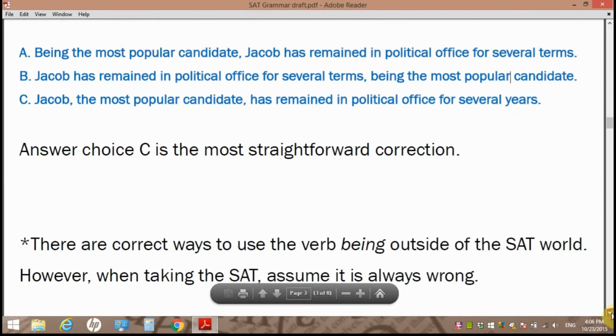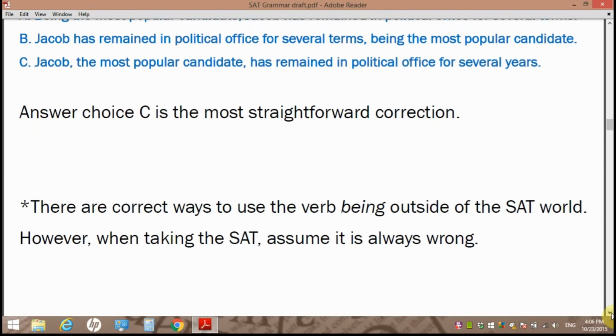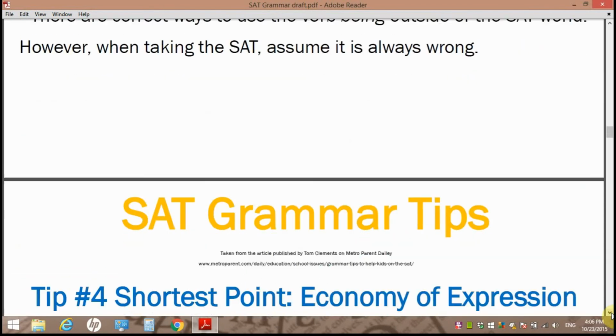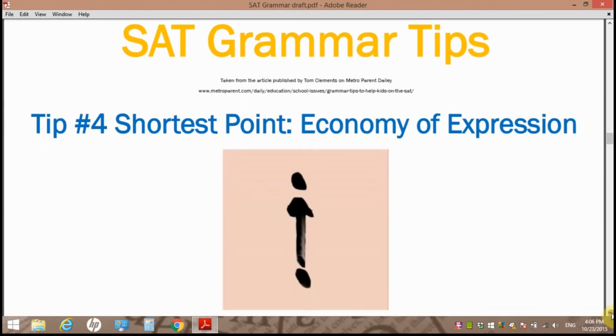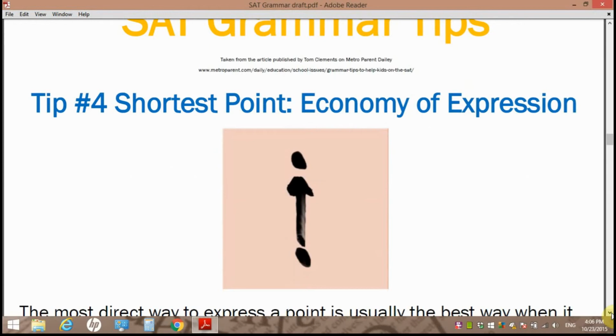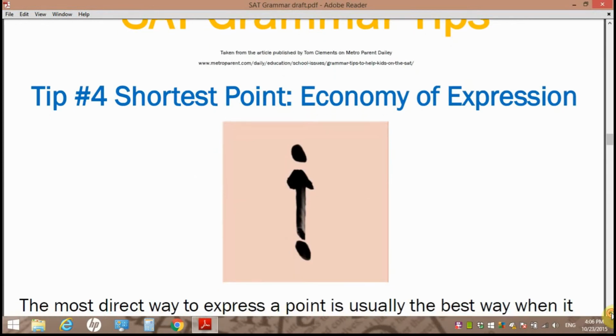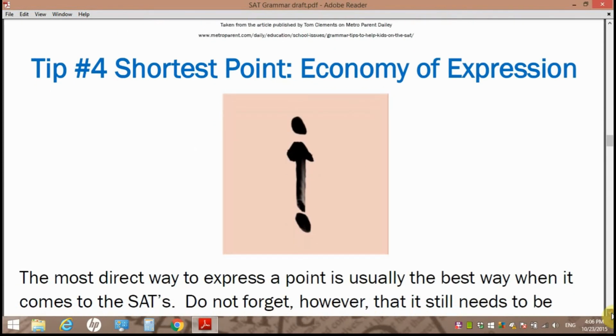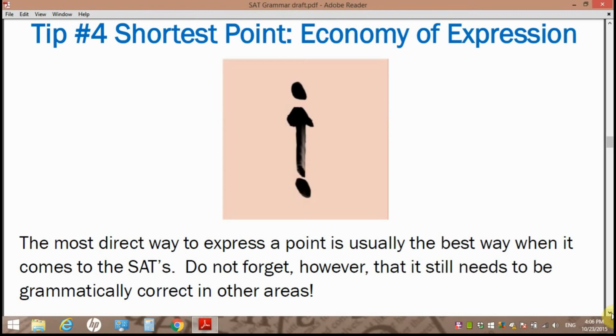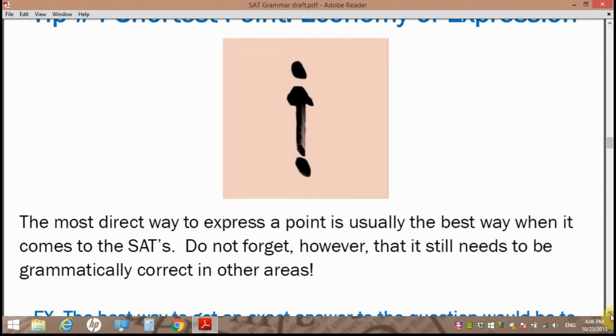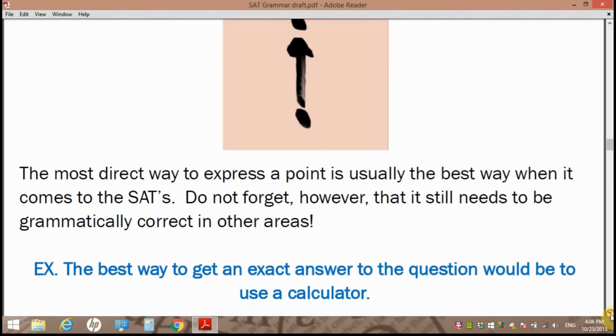Okay. Moving along to the 4th SAT grammar tip. The shortest point, or economy of expression. The most direct way to express a point on the SAT is the best way. However, everything else still needs to be grammatically correct. So let's look at an example sentence.